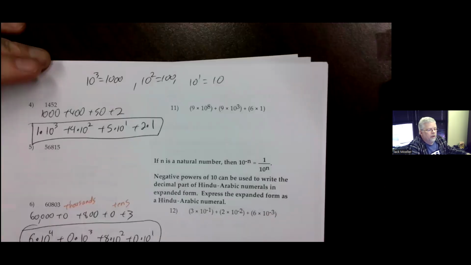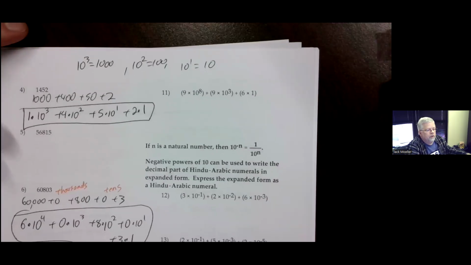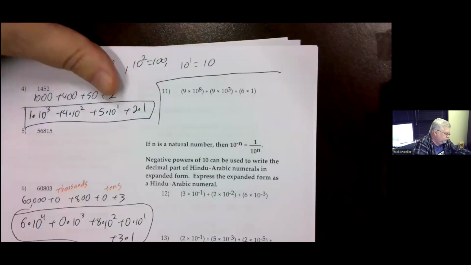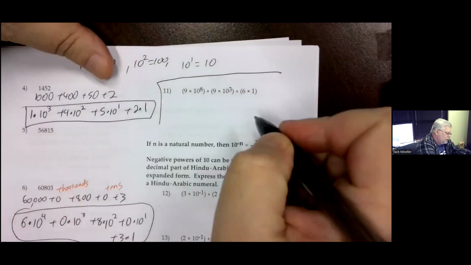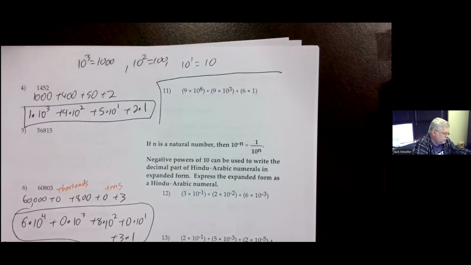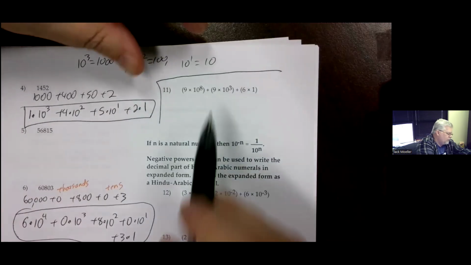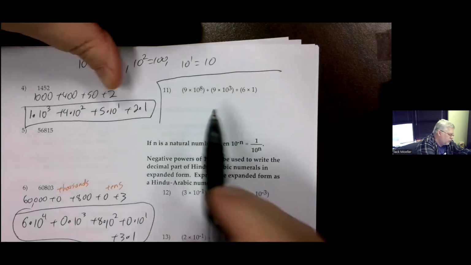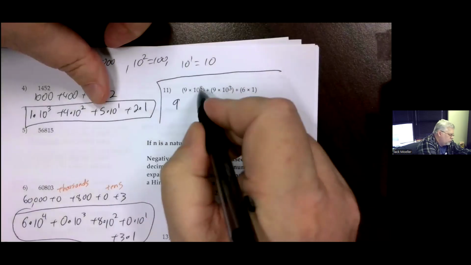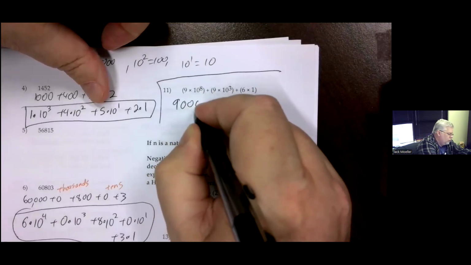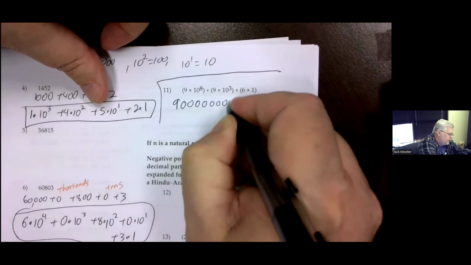Now, what about number 11? 9 times 10 to the 8th plus 9 times 10 to the 3rd plus 6 times 1. All right, so we are definitely missing several terms, so there are several missing exponents. Now, if you're not sure about doing this all at once, then go ahead and write it out. So 9 times 10 to the 8th means 8 zeros.